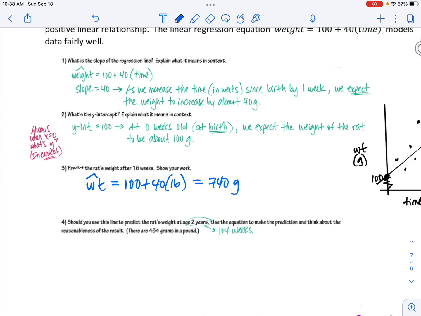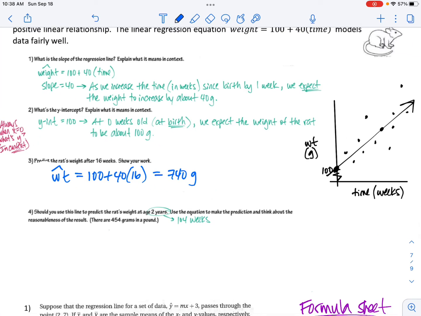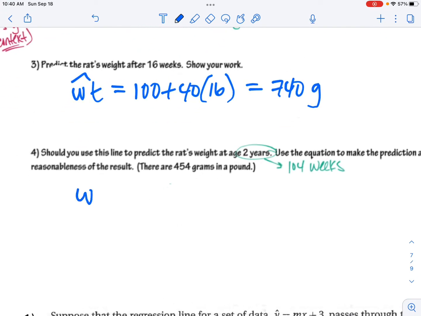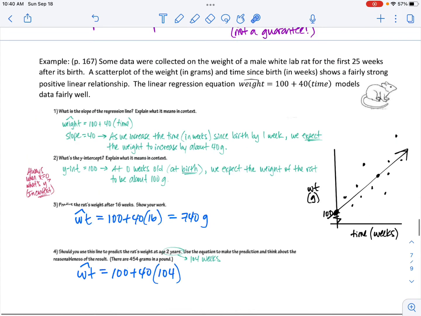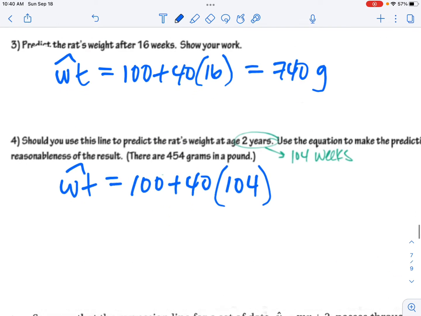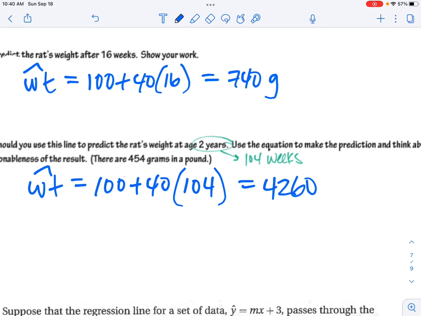No big deal, okay? Should you use this line to predict the rat's weight at 2 years? When the rat survives to 2 years old, by the way, that's 104 weeks, 52 times 2, use the equation to make the prediction and think about the reasonableness of the result, okay? So again, predicted weight, 100 plus 40 times the number of weeks, which would be 104. A pretty common mistake, again, be really careful: 2 years, you can't plug in 2 here because in our problem we are measuring the amount of time in weeks. So make sure that you're plugging in the correct units into the formula. Anyways, when you plug this in, you get a pretty large number, which is 4260 grams.